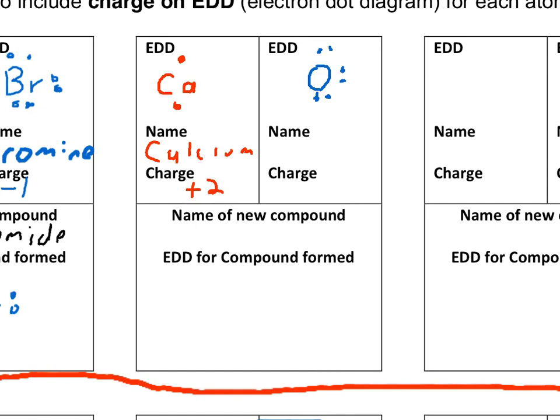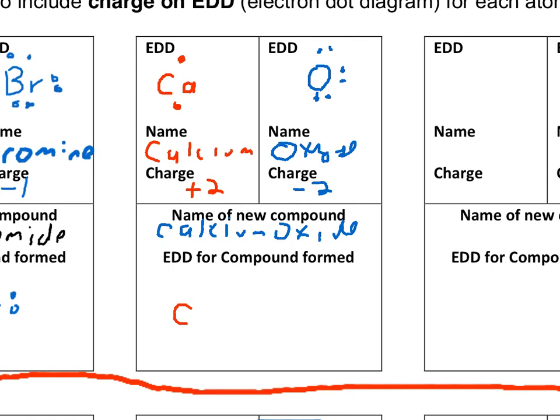Right? And calcium's going to give those 2 electrons to oxygen. Oh, by the way, I've got to name this oxygen. And it's going to have a -2 charge. So those 2 atoms will bond perfectly together. This is going to be called calcium oxide. And electron dot diagram.